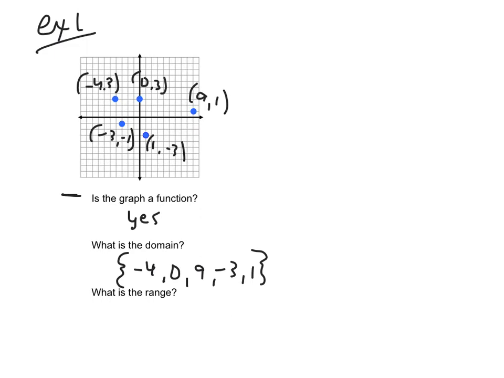So then what is the range? We're just going to list our range. I have a positive 3, but I have it twice, so I'm just going to write it once. And I have a positive 1. Remember, these are your y values. I have a negative 1, and I have a negative 3. So that's the domain, the range, and we know that it is a function because the x's do not repeat.